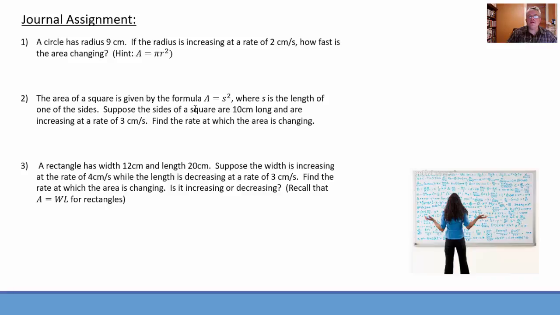The area of a square is given by the formula A equals S squared, where S is the length of one of the sides. Okay, suppose the sides of the square are 10 centimeters long and are increasing at a rate of 3 centimeters per second. Find the rate at which the area is changing. Then finally, we have a problem like the rectangle problem. It has width 12 and length 20. Suppose the width is increasing at a rate of 4 centimeters per second, while the length is decreasing at a rate of 3 centimeters per second. Find the rate at which the area is changing, and determine if the area is getting larger or smaller.